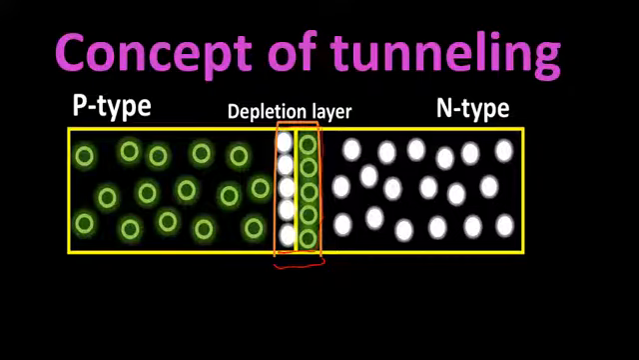These are oppositely charged ions. So there exists a built-in potential or electric field within this depletion region. The electric field in the depletion region exerts a force in the direction opposite to the applied electric field. Here we will discuss the concept of tunneling by considering the flow of current through both the normal diode and the tunnel diode, and we will differentiate between the two types of diode.